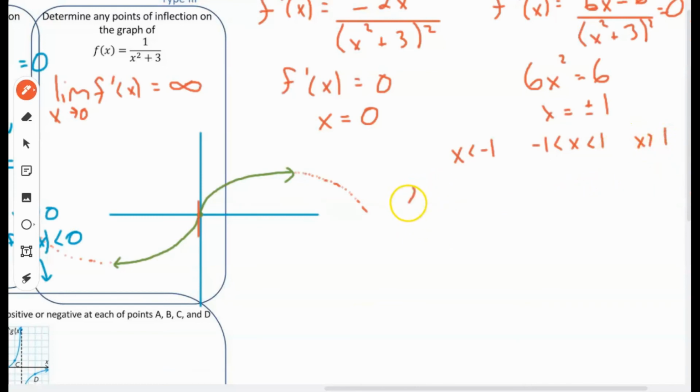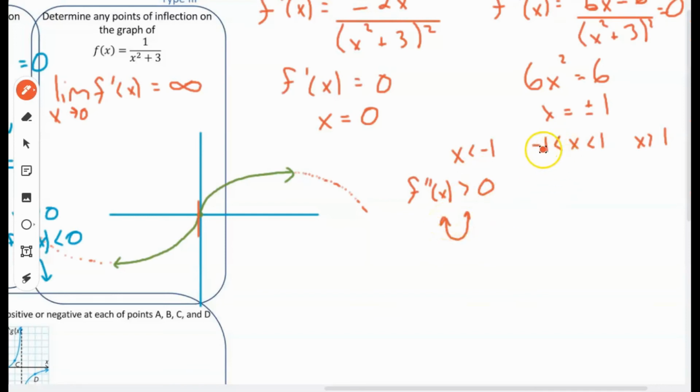Alright, so let's see what our second derivative gives us when x is less than -1. Just take a number less than -1, substitute it into your second derivative, and you will get a positive value. You can see the denominator would always be positive because it's squared, right? And if you put something in here, again, you're going to get a positive value. So that means we have concave up going here.